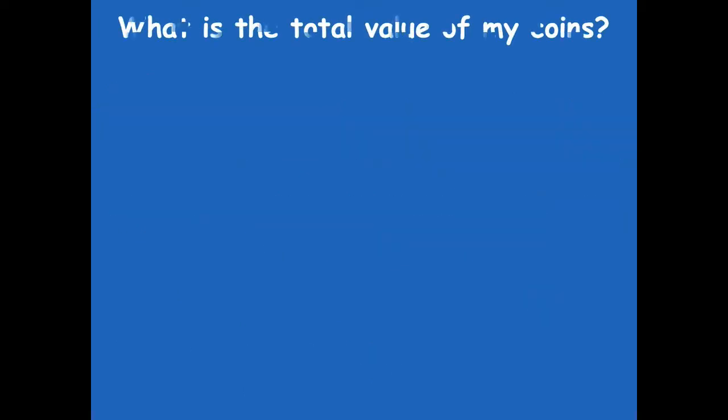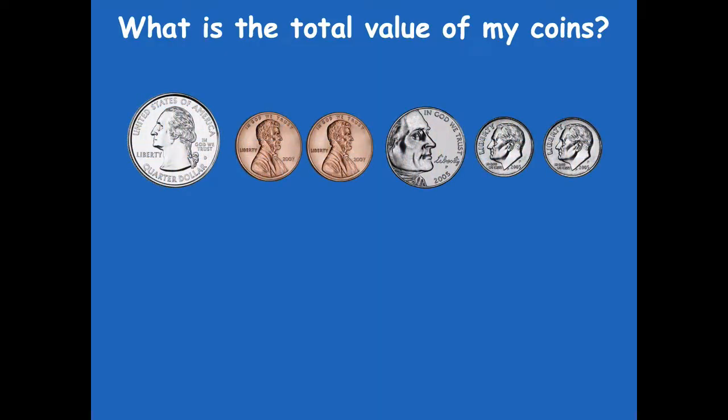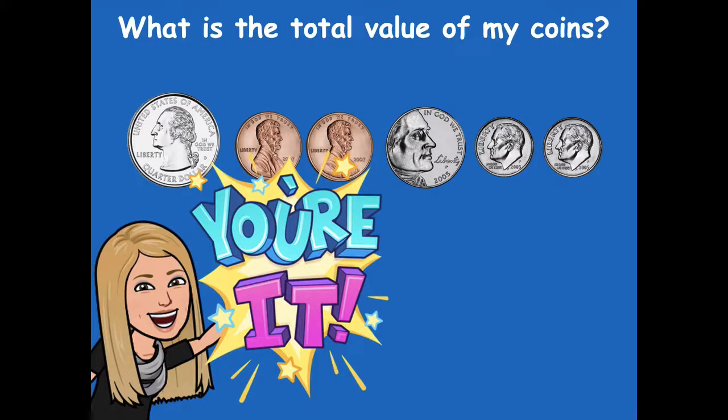All right. So what's the total value of my coins? So here's another group of coins. You're going to pause the video, but try and make that 10 with that friendly number to be able to help you add on. So pause the video, find the total value, making a 10 first, and then click play when you're ready to go over it together. All right, friends, pause if you need more time.